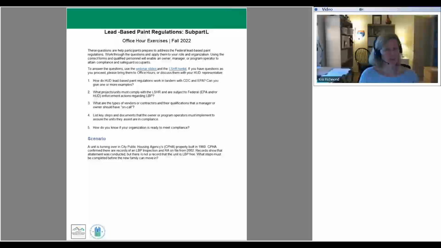All right, let's look at number 5. How do you know if your organization is ready to meet compliance? Well, hopefully none of this stuff is new to you. You know where in the files the lead inspection and risk assessments are being stored and where the lead documentation is, so that if you need to go back and see where the lead is in the unit, that's possible. If it's not, then you need to start to do risk assessments of your units, because you have to have that information available. We have to know where it is.